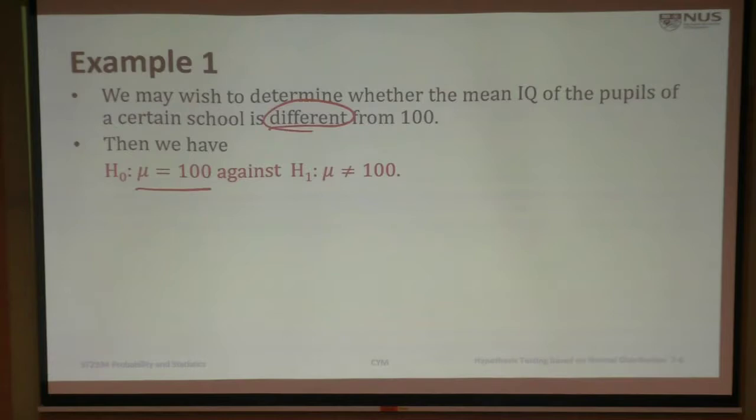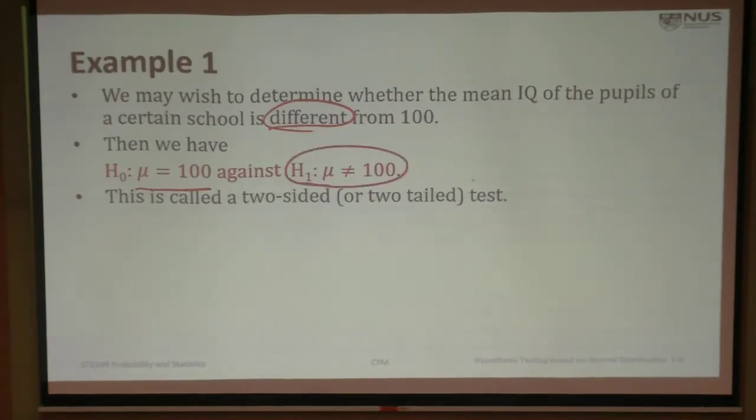All right, so this means that it's just like the average, mu equal to 100, and we want to find out whether this particular population, the students from this particular school, has an IQ which is different from 100. And so the alternative is mu does not equal 100. Now this is called a two-side alternative. All right, two-side alternative.